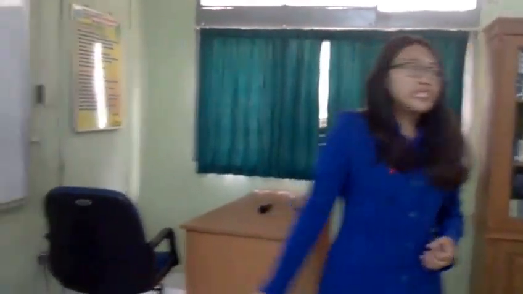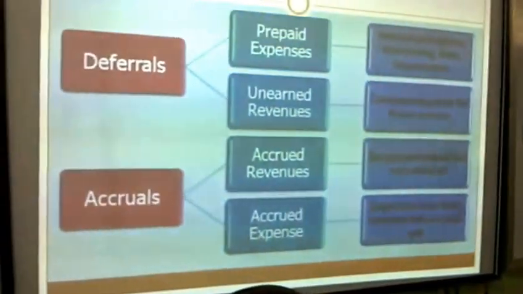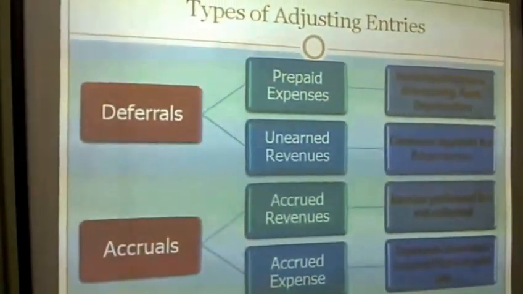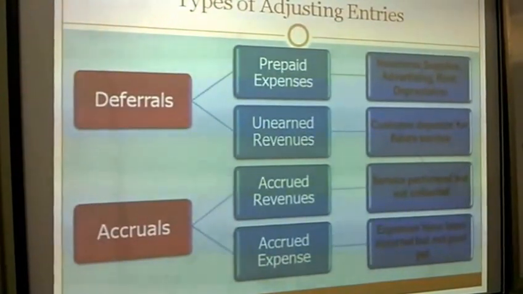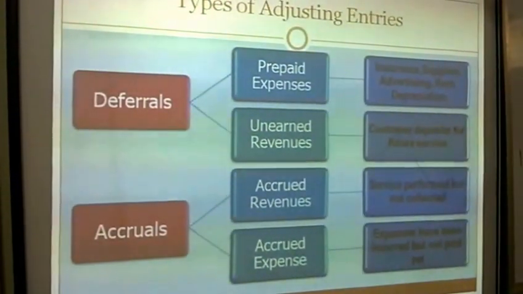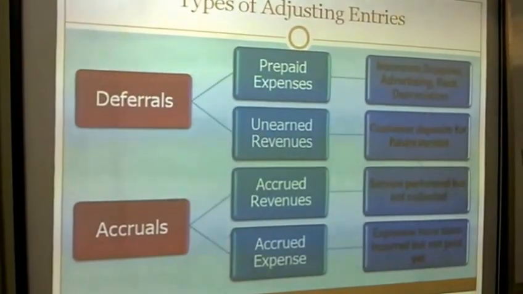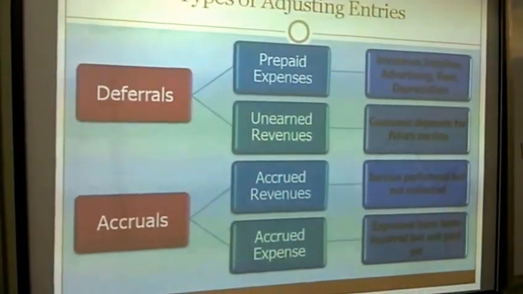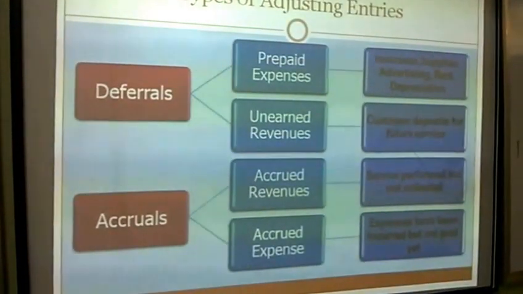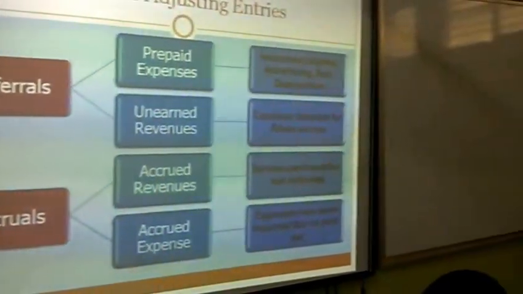This is the types of adjusting entries. There are two types: deferral and accrual. Deferral is prepaid expense and unearned revenues. Prepaid expense is like insurance, supplies, advertising, rent, depreciation. And unearned revenues is customer deposit for future service. And the accrual: accrued revenues and accrued expense. Accrued revenues is service performed but not collected, and accrued expense is expense that has been incurred but not paid yet.